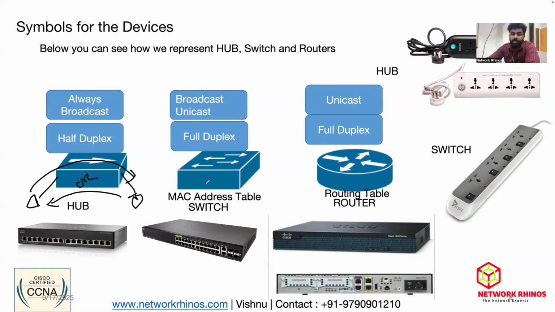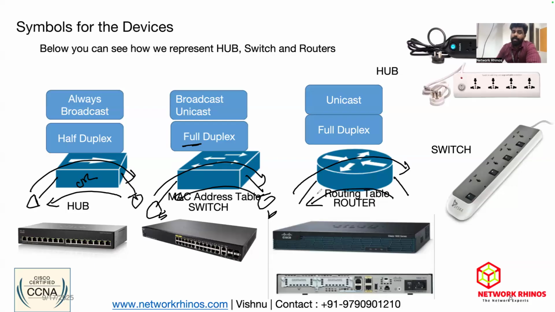Talking about switches, they are full duplex. Meaning, if you have a PC here, and he is talking, he can also listen. Both of them can send and receive traffic at the same time. How about routers? Even routers are full duplex only. Meaning, both devices can send and receive data at the same time. So half duplex means one-way communication. Full duplex means two-way communication. Simple.